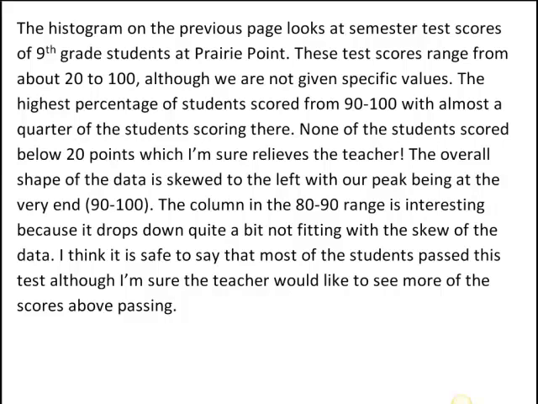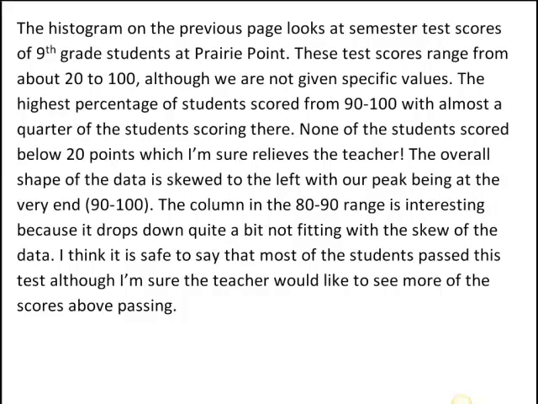I go on to say that the highest percentage of students scored from 90 to 100, with almost a quarter of the students scoring there. So there I'm talking about a cluster. None of the students scored below 20 points, which I'm sure relieves the teacher. Obviously there I'm talking about a gap. The overall shape of the data is skewed to the left, with our peak being at the very end, 90 to 100. Okay, talking about the shape of the distribution.